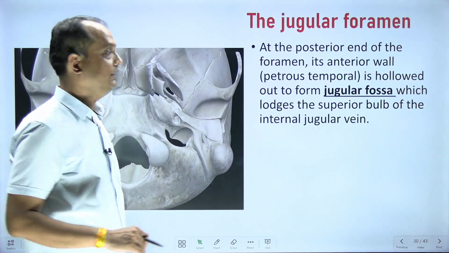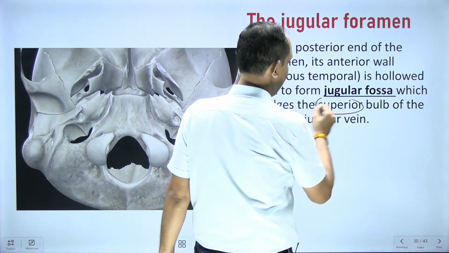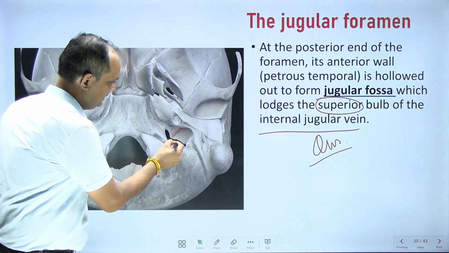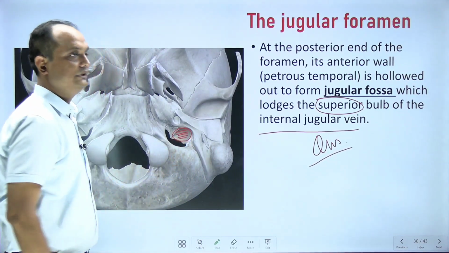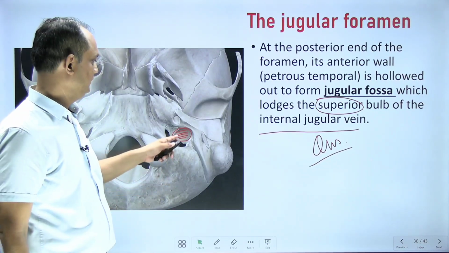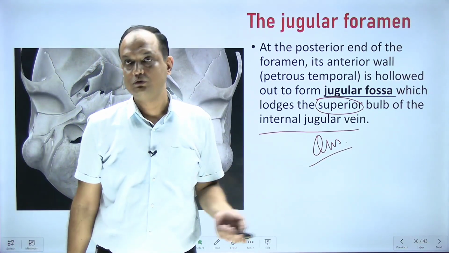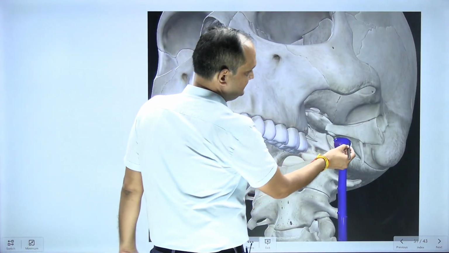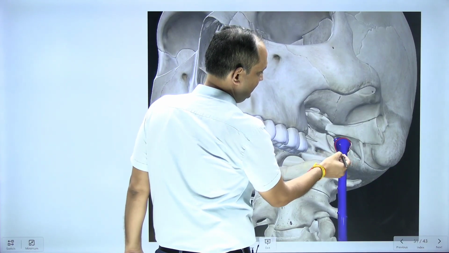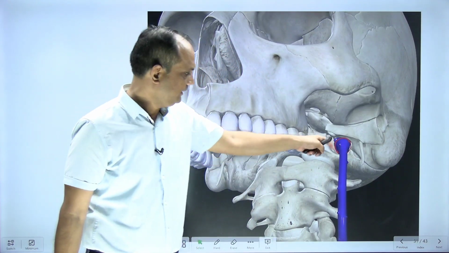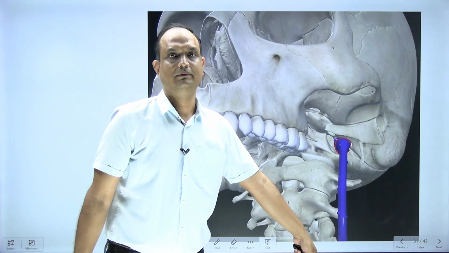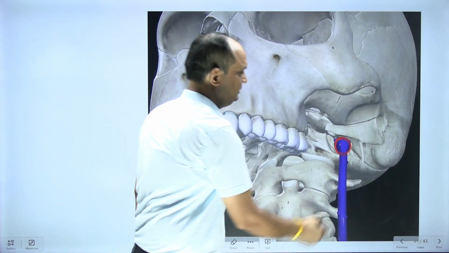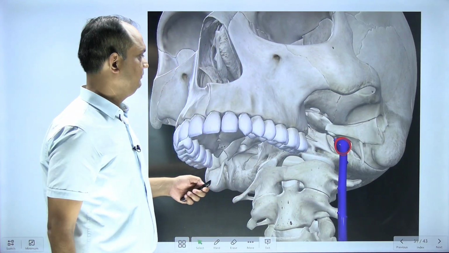and this jugular fossa contains the superior bulb of the internal jugular vein. Now this is again a question for your exam: this depressed area, which is known as the jugular fossa, which is a part of the anterior wall of your jugular foramen, contains what? The answer is the superior bulb of the internal jugular vein. Now here in this image, you can see that this is the dilated part of the internal jugular vein, which is known as the superior bulb. The inferior bulb is present at the lower end of the internal jugular vein. Clear? So at the upper end of the internal jugular vein, you will have a dilatation. This dilatation is known as the superior bulb of the internal jugular vein.